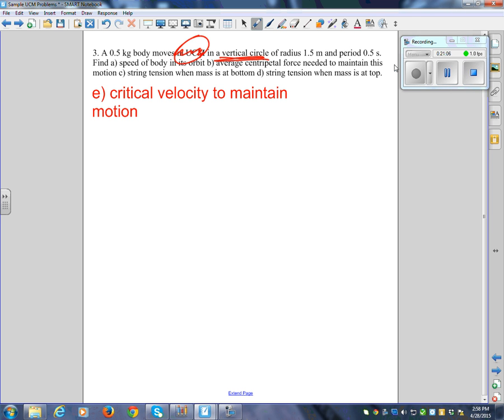Okay, so job number one, the speed of the body in its orbit. How fast is it going? Let's draw a picture. What's my radius? 1.5. My mass? 0.5. My period is 0.5 seconds. It takes 0.5 seconds to go all the way around the circle. Okay, that's good to know.